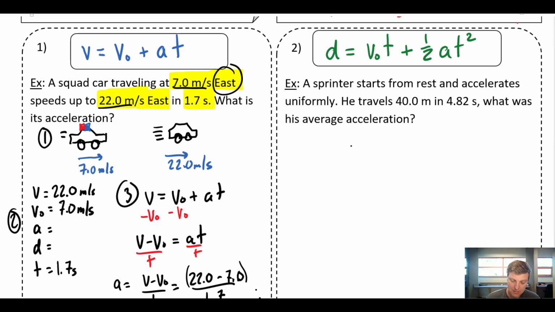So I'm going to draw a picture. A sprinter starts at rest and accelerates uniformly. He travels 40 meters in 4.82 seconds. That's pretty impressive that he accelerates uniformly, but let's just pretend that's true. What was his average acceleration?